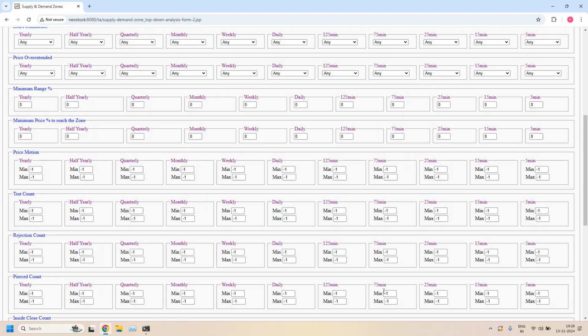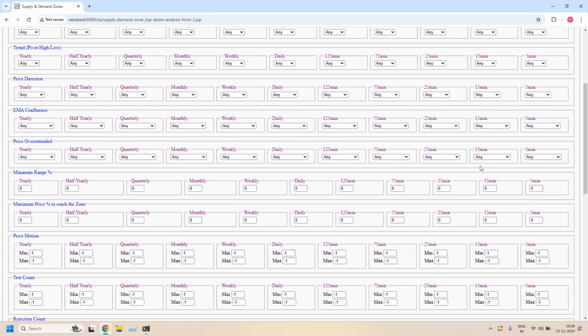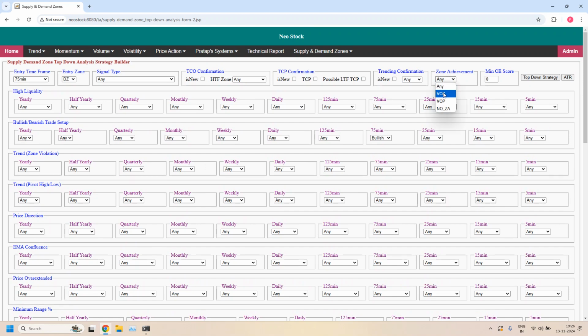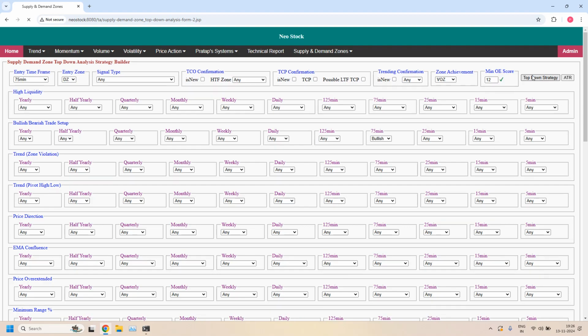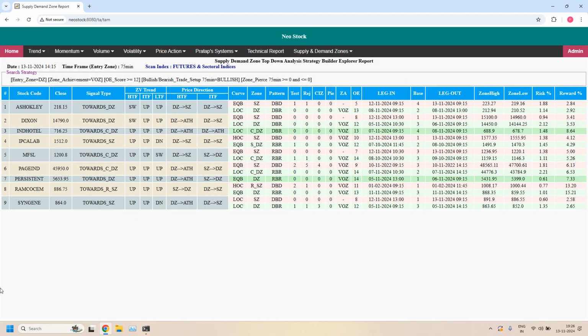So at 75 minutes time frame, I am setting minimum value 0, maximum value 0. Zone achievement violated opposing zone. Minimum odd enhancer score 12. All 3 filters are applied to 75 minutes demand zone. We got 9 stocks supporting bullish trade setup for weekly income trade.